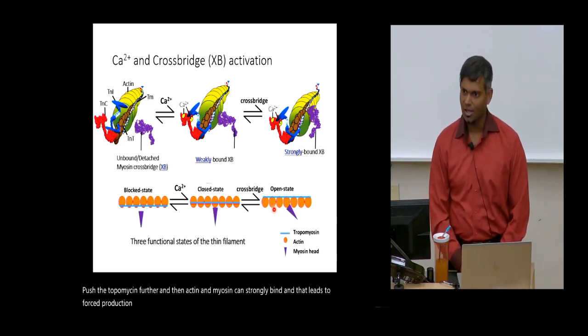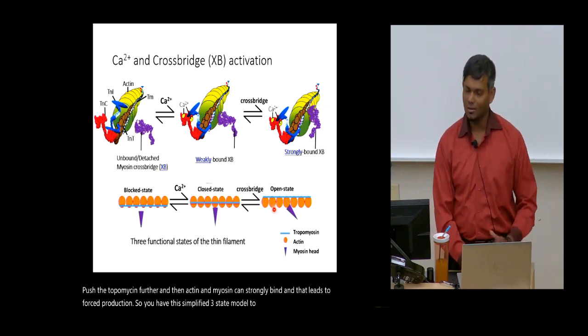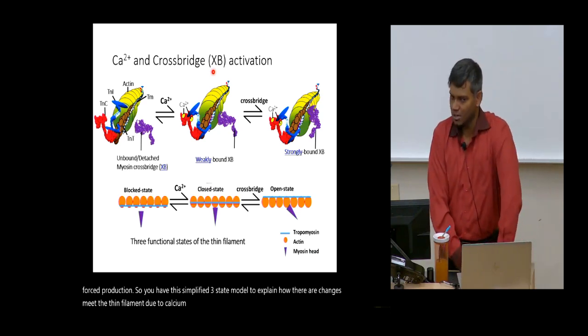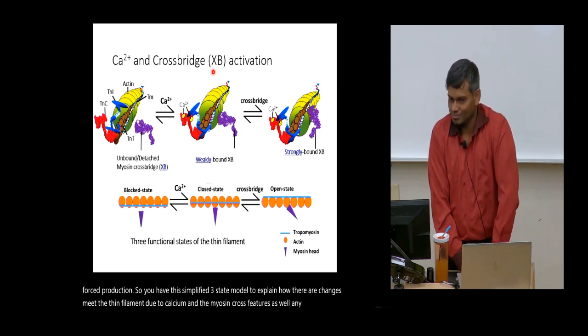So you have this simplified three-state model to explain how changes are made to the thin filament due to calcium and the myosin cross bridges as well. Okay, any questions?